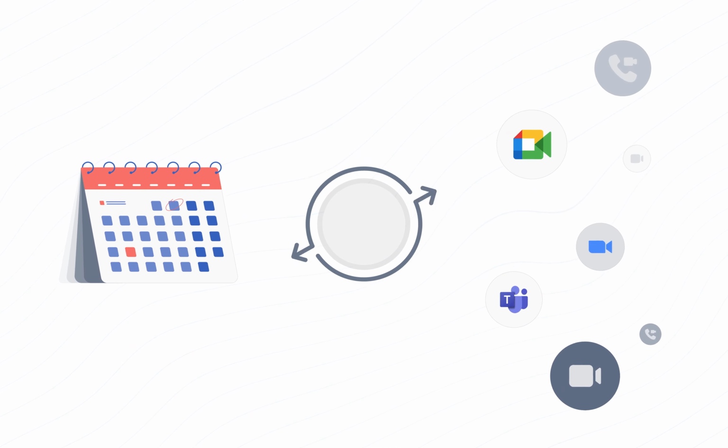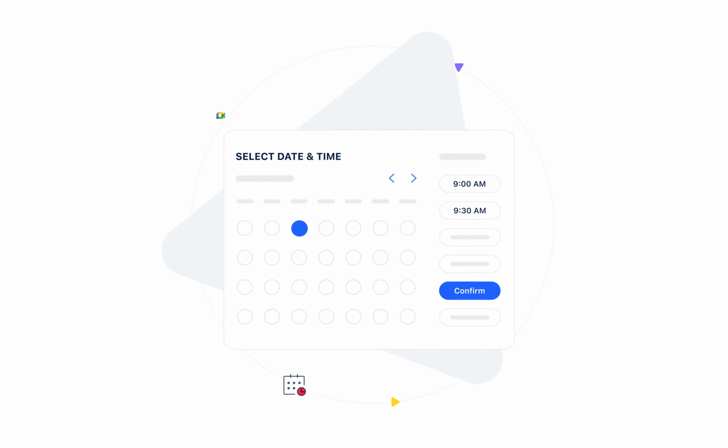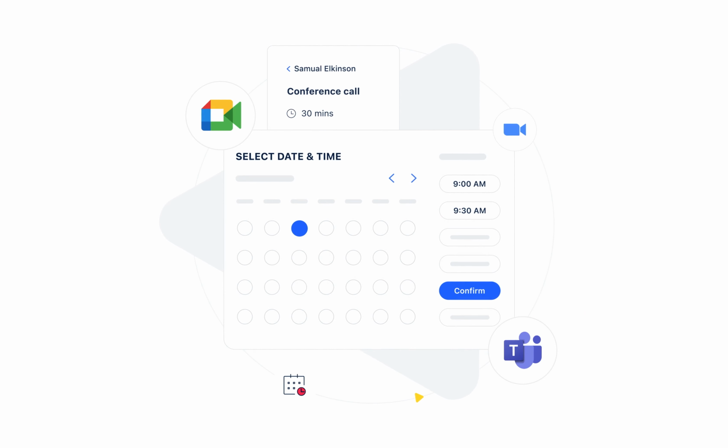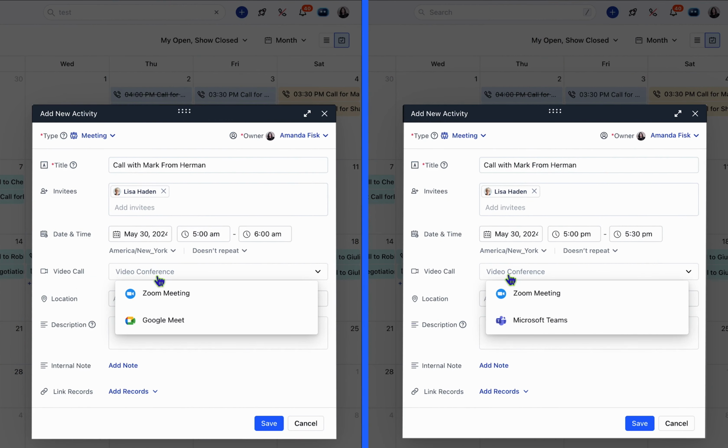Say goodbye to endless toggling between calendars and conferencing platforms. With Salesmate, you can streamline your workflow by connecting seamlessly with Google Meet, Microsoft Teams, and Zoom meetings. Based on your synced calendar, Salesmate automatically offers either Google Meet or Microsoft Teams for your convenience.